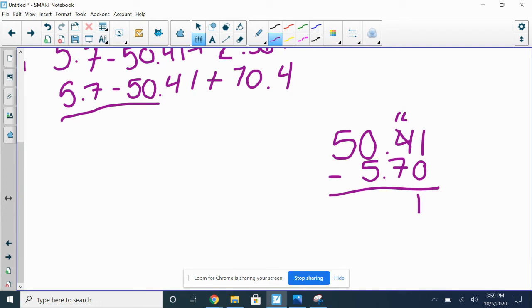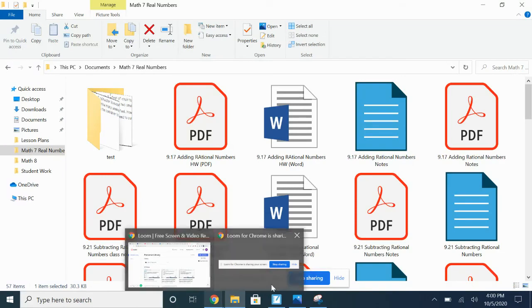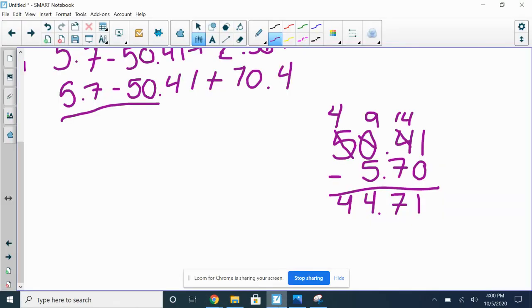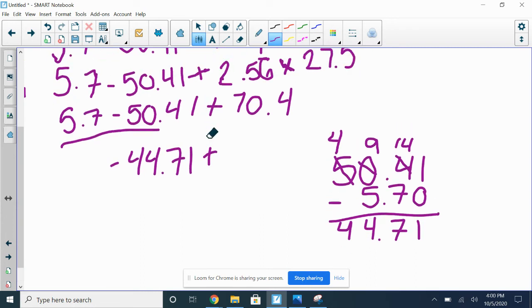You can't take 7 from 4, so we have to borrow. Can't borrow from 0, so we're going to say 9, and we're going to keep going to our neighbor to bring 4. 14 minus 7 is 7. 9 minus 5 is 4, and 4 minus nothing is also 4. So now, and try that again, 50.41 is bigger, so we're going to keep that negative sign. So, and I'm going to stay on the right tab. So we have negative 44.71 plus 70.4.